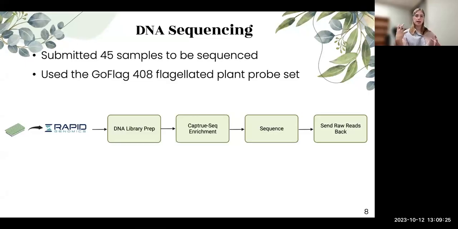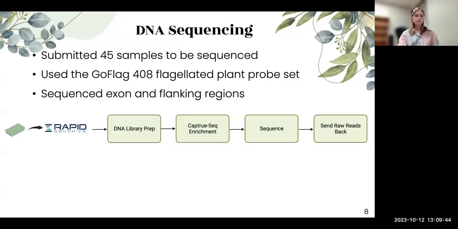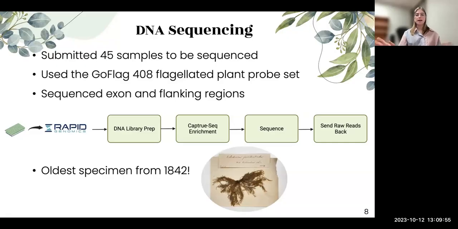Rapid Genomics used a probe set called GoFlag 408 that is specifically for flagellated plants. For those of you who aren't super familiar with mosses, they have flagellated sperm, which is really cool. Another group of plants that has that feature is ferns. Rapid Genomics sequenced both the exon and the flanking regions of the DNA, and we got back raw reads from a specimen from 1842, which is pretty amazing and just points to the robustness of this probe set.